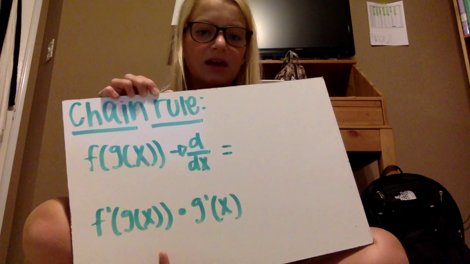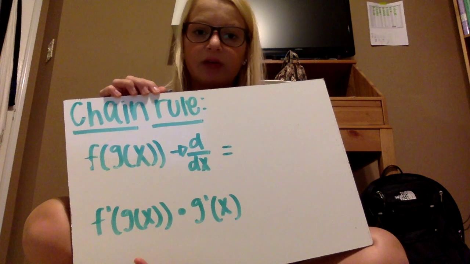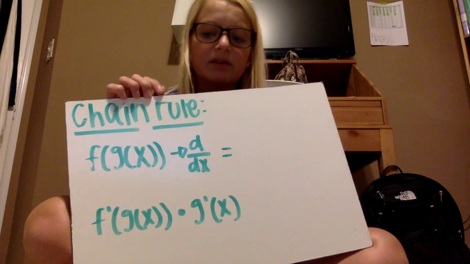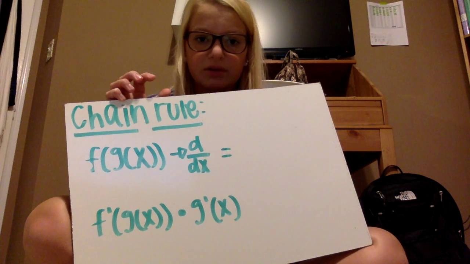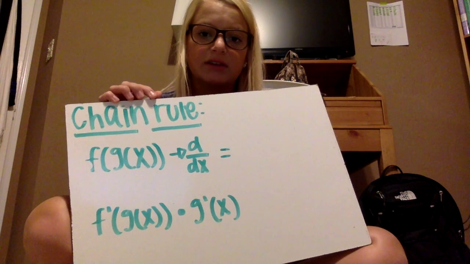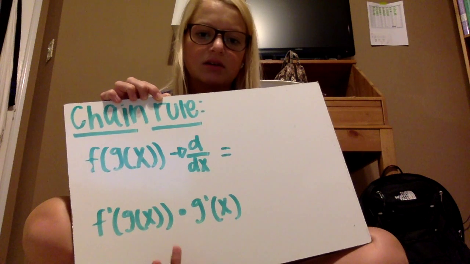So the reason it's like that is f of x is going to be your outside function, and you're going to take the derivative of that first. But whatever is in your parentheses or inside is not going to change. So you're going to keep that the same and then multiply it by the derivative of the inside. Just like right there. Alright, and then that'll make more sense when we go over the example.